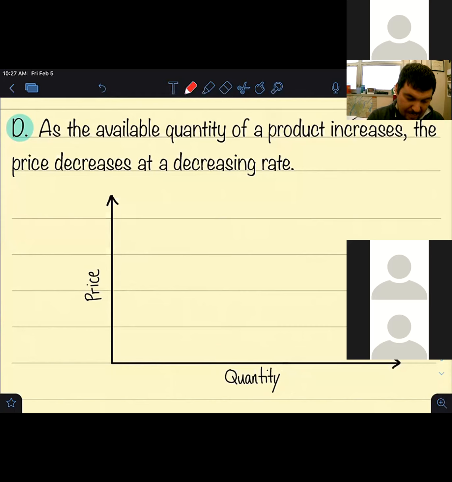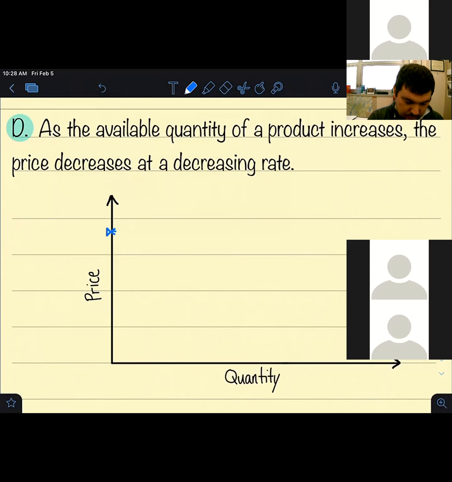So I don't know what it's starting at, but it's not starting at 0 because it wouldn't be able to decrease from there. So maybe we can start right there. We'll see. If it's going to decrease at a decreasing rate, that means it's going to start off with some steep decrease, and then it's going to start to flatten out. It's going to decrease the level of decrease.